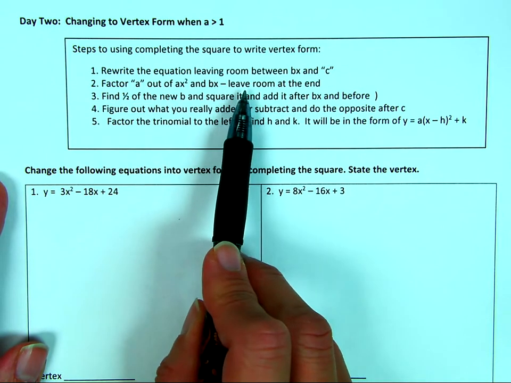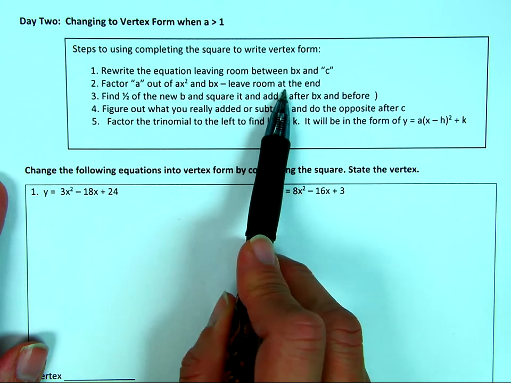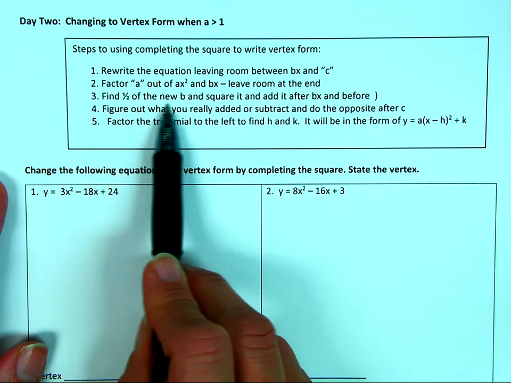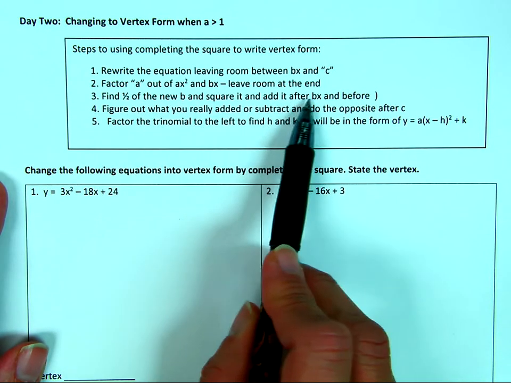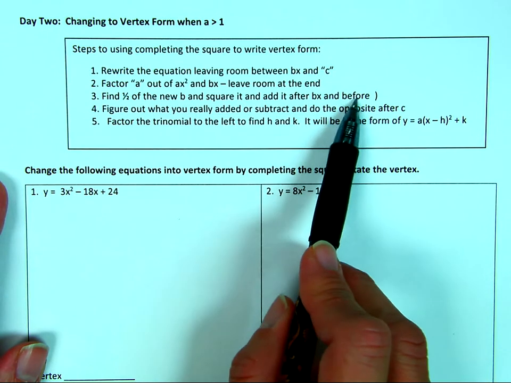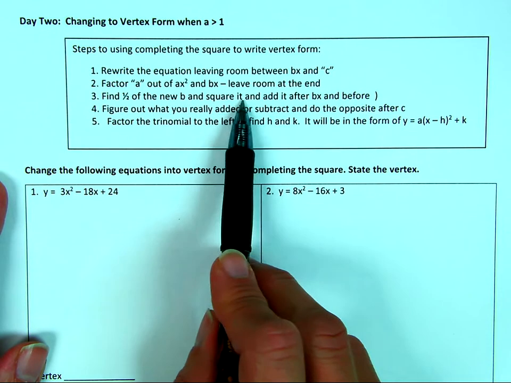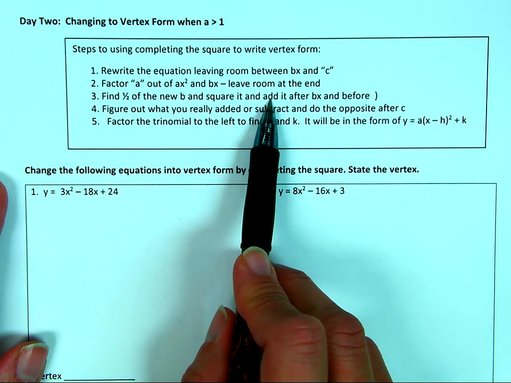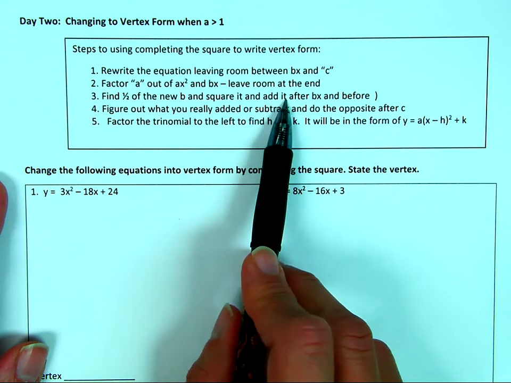We're going to leave a little bit of room at the end, because we're going to add half of b squared to that space, and then we're going to subtract it beyond c, because remember, whatever we do to one side we do to the other, but since we're doing it to the same side, we're going to add it and then subtract it.